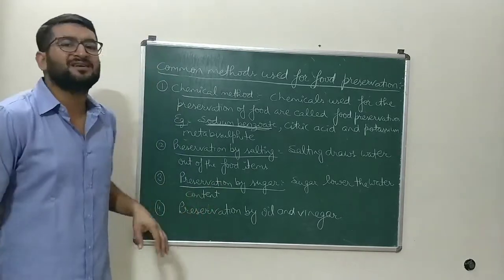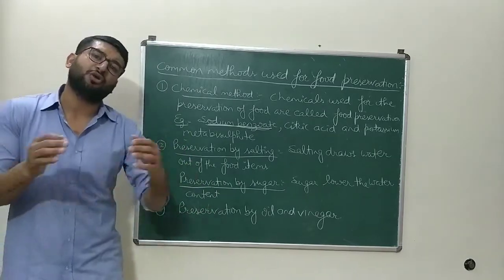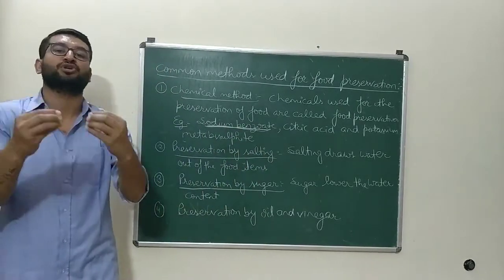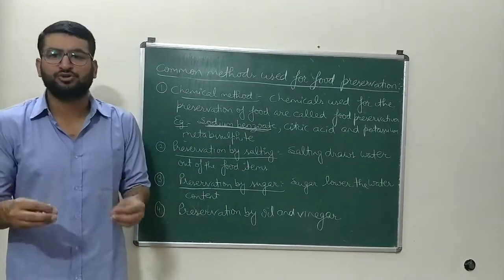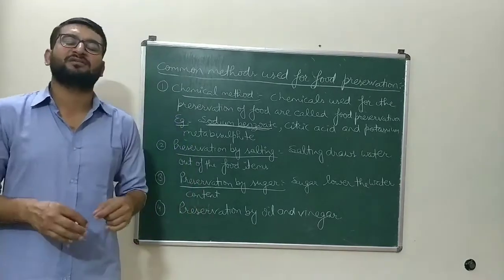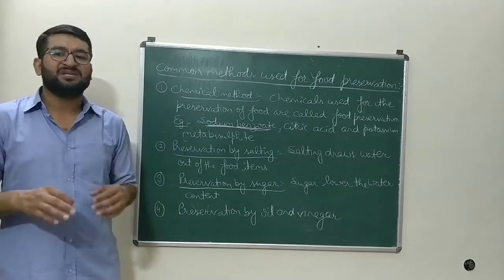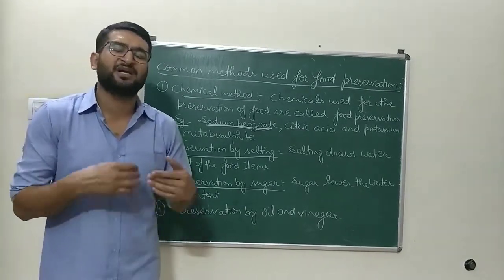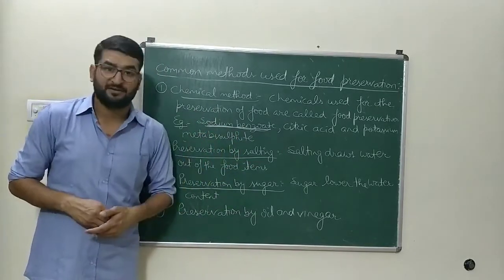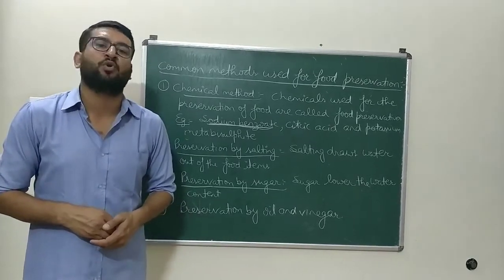The next method, the third method, is preservation by sugar. Just like salt, sugar also lowers the moisture content. Sugar also lowers the water content. And with less water content, the growth of microorganisms is prohibited. The jams, jellies and squashes are stored for a longer period of time because they contain a large amount of sugar in them. And the microorganisms won't grow in that large sugar content because of the less water content.